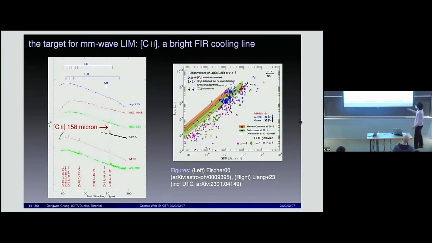So what's the target for the experiments that I'm talking about? The target for millimeter line intensity mapping experiments is this ionized carbon line, the rest frame 158 micron C2 line. I'm showing a selection of low redshift infrared galaxies here just to show how bright the C2 line can be. It can be up to 0.1 to 1% of the total volumetric infrared luminosity. It's a very prominent cooling line.